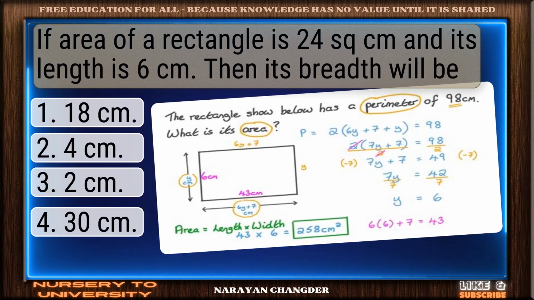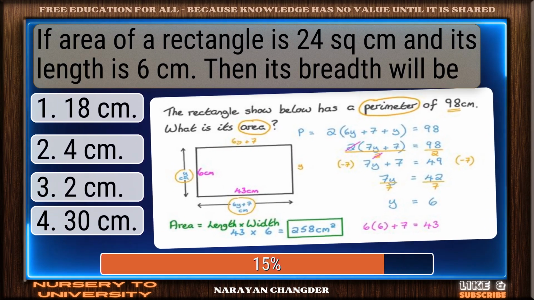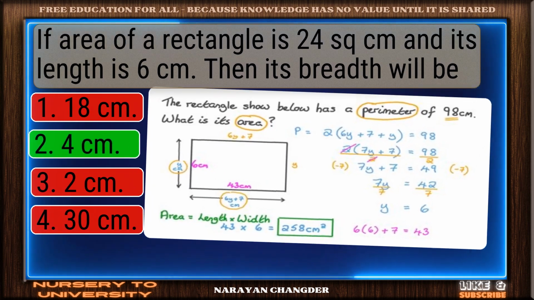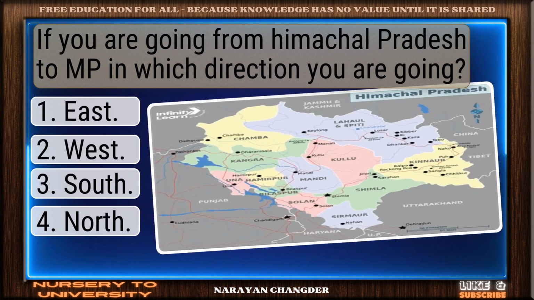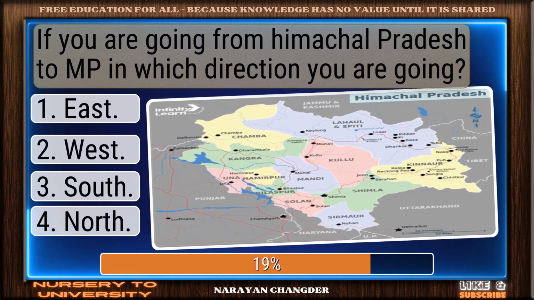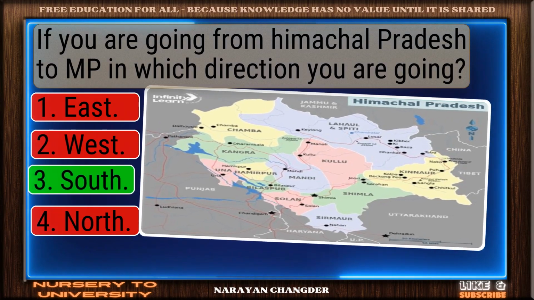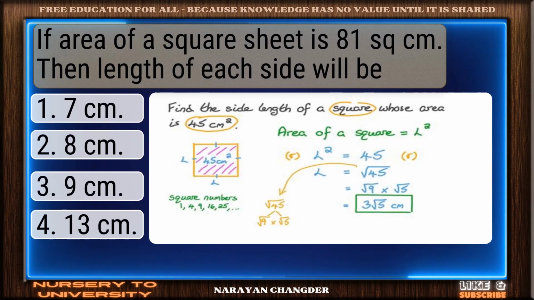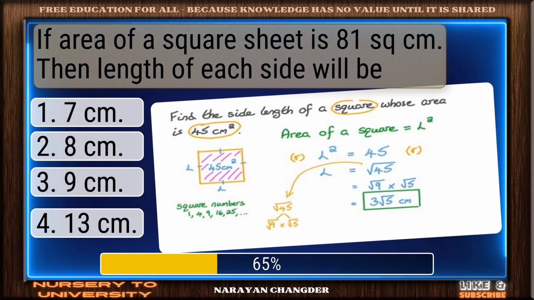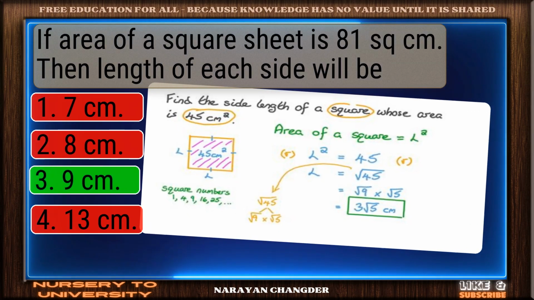If area of a rectangle is 24 cm and its length is 6 cm, then its breadth will be. Smart pick. 4 cm is the correct choice. If you are going from Himachal Pradesh to MP, in which direction you are going? Well done. South is the right choice. If area of a square sheet is 81 cm, then length of each side will be. Nice selection. 9 cm is the correct and valid answer.